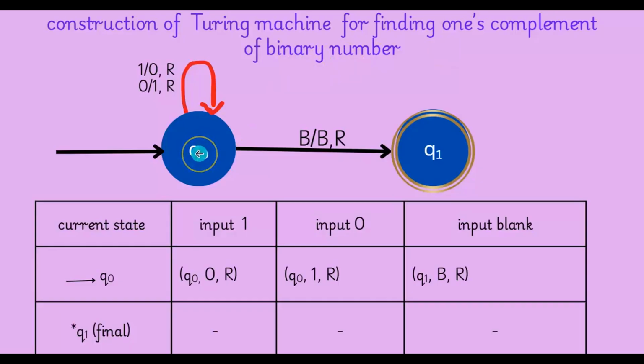Q0 is the initial state. In this initial state, the transition is if you find 1 in the tape, convert to 0 and move the head to the right. If you find 0 in the tape, convert to 1 and move the head to the right. That means we are repeating the same steps again and again until a blank symbol is found. So if you find a blank symbol, you keep it as it is and move right and reach the Q1. Q1 is the final state of this Turing machine.